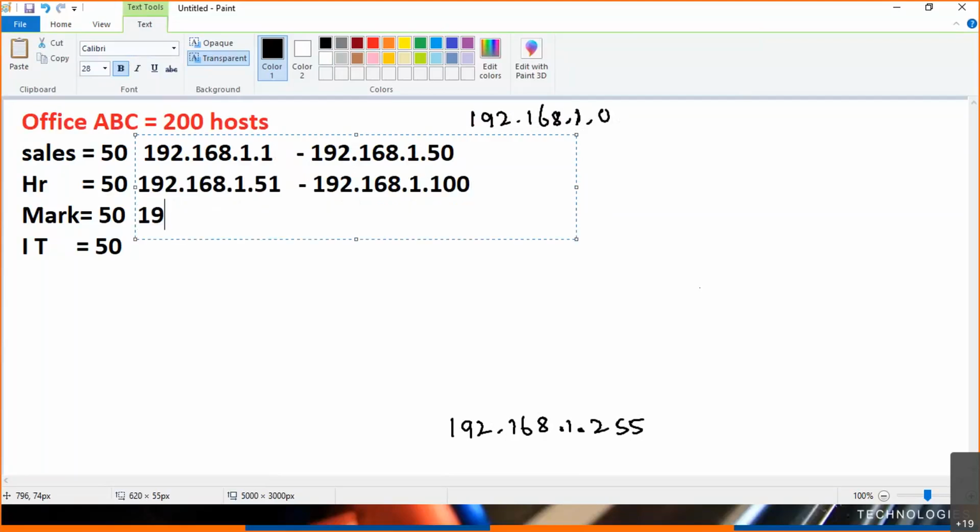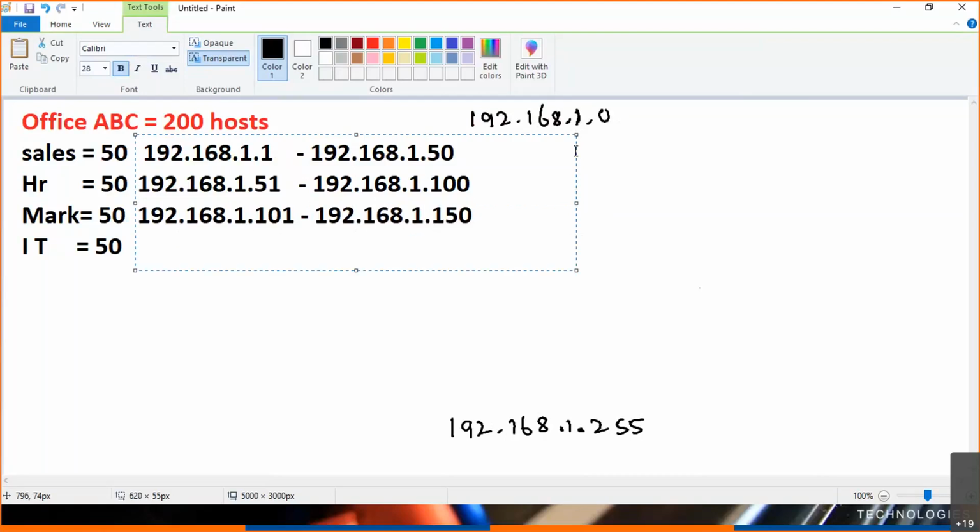Similarly, for the marketing department, 192.168.1.101 to 192.168.1.150. For the IT department, 192.168.1.151 to 192.168.1.200, I have used. Clear? Yeah.